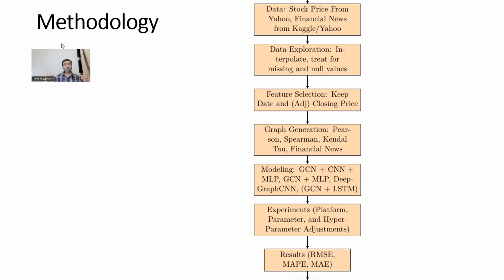And then I created those models in Python, in a Jupyter Notebook. Some of the models I tried: GCN, CNN, MLP; GCN, MLP; Deep Graph CNN. GCN LSTM, I wanted to, but I didn't go there. I input this graph into the model, plus the historical time series data, into this graph-based model. And I collected the results.